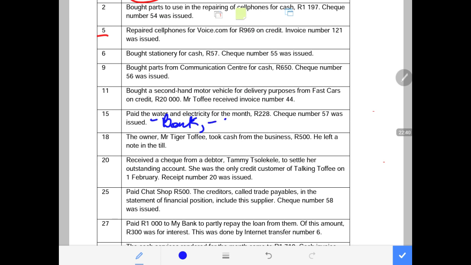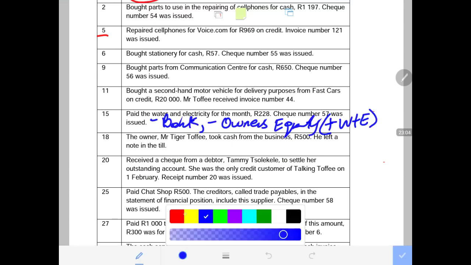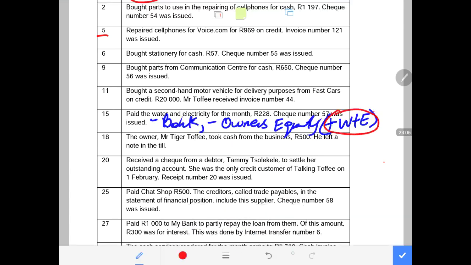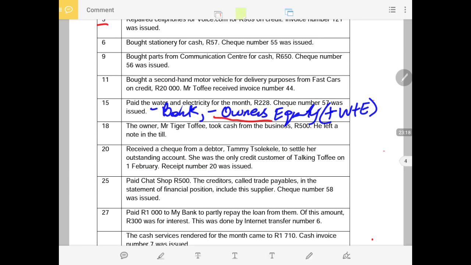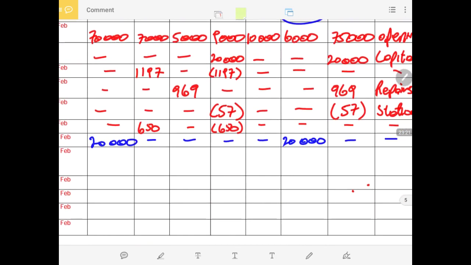It will be a decrease to owner's equity, and I want you to be mindful of this. Decrease to owner's equity, and it is an increase to water and electricity. I want you to be aware of that. Remember, expenses decrease owner's equity. Although water and electricity in this case is increasing, its effect under owner's equity is negative. So we have water and electricity going up, but it is decreasing the owner's equity from the accounting equation point of view regarding the effect.